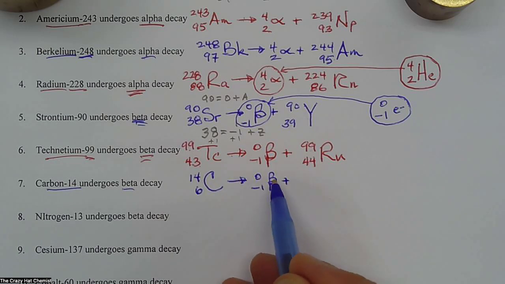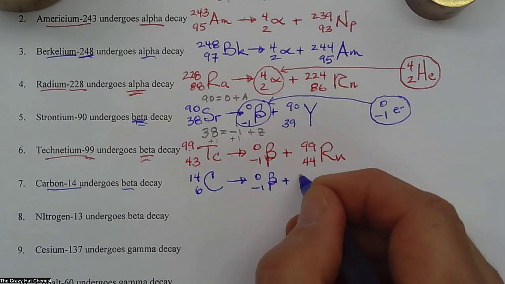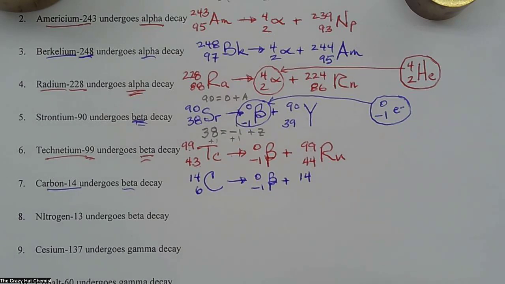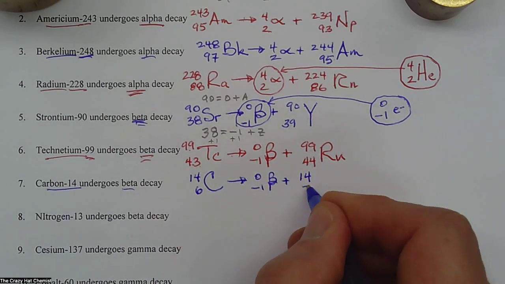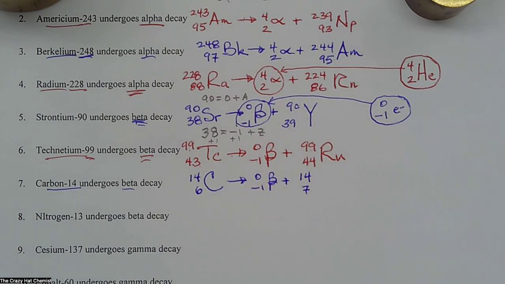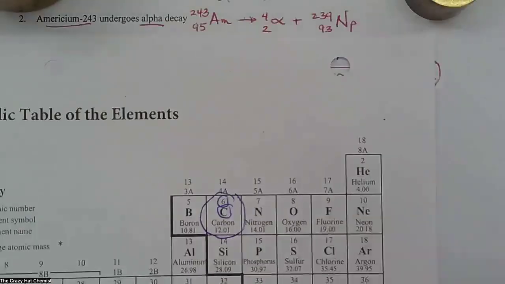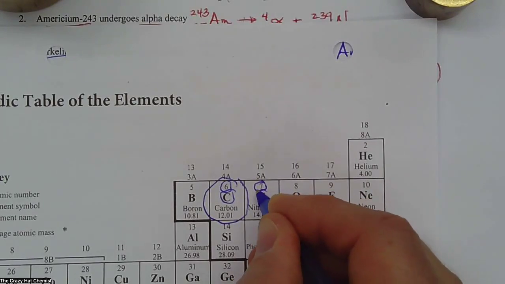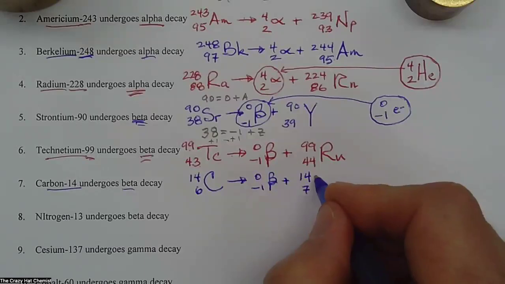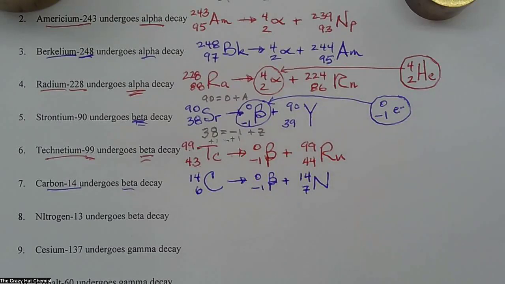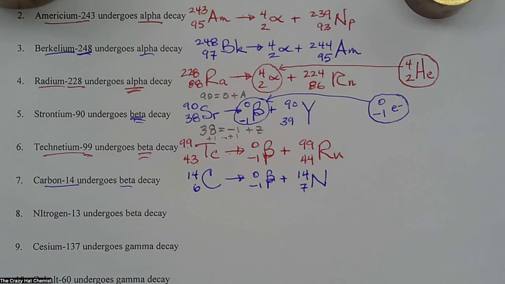14 is equal to 0 plus what number? That would be 14, so the mass does not change. 6 is equal to -1 plus what number? That would be 7. So the atomic number changes. We're going to find atomic number 7 on our periodic table, and that is right there for nitrogen, and that is a capital N. There we go. That is for nitrogen, just like that. Beautiful. Okay, we got a few more here to do, no doubt.